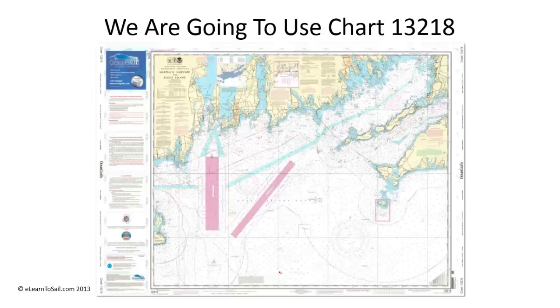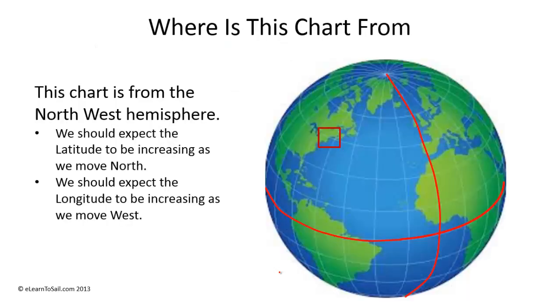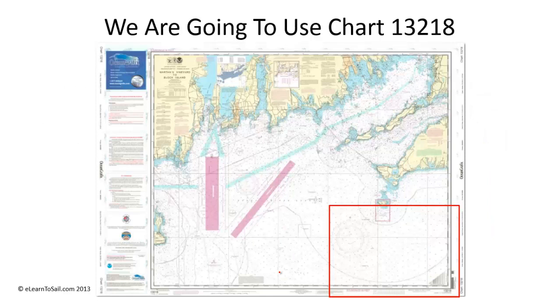So to get some practice for this, we're going to use the Martha's Vineyard to Block Island chart, and this is chart number 13218. For most of us, because we live in the United States, we know that this chart is from this area of the North American coast. But we should also be able to figure this out, because we should be able to look at the chart and realize that the latitude numbers are increasing as we go north, and the longitude numbers are increasing as we go west.